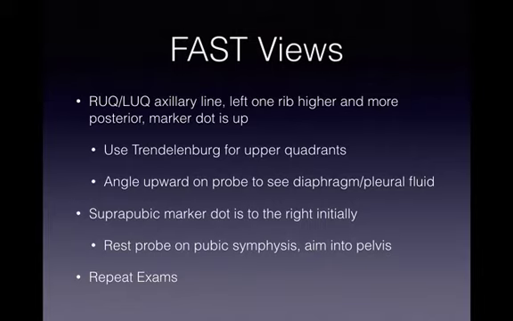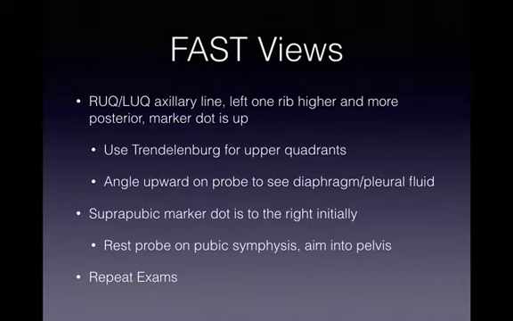So doing the right upper quadrant and left upper quadrant views, you're going to be in the mid-axillary line, and on the left side you're going to be up one rib higher and as posterior as you can get your hand. Your marker dot is up for these views. Again, we're going to use Trendelenburg for the upper quadrants because this is going to increase our sensitivity. To see diaphragmatic or pleural fluid, we're going to angle our probe slightly upward and more posterior to get that mirror image artifact.